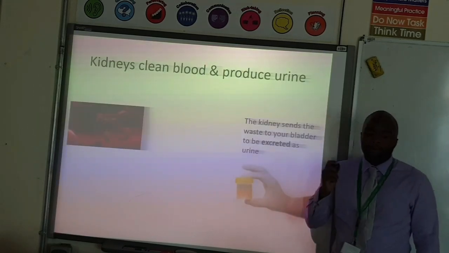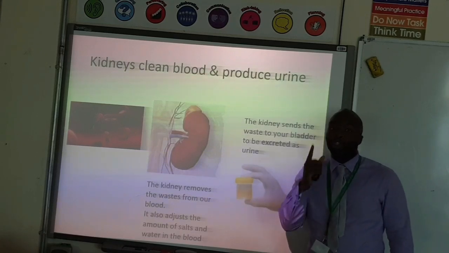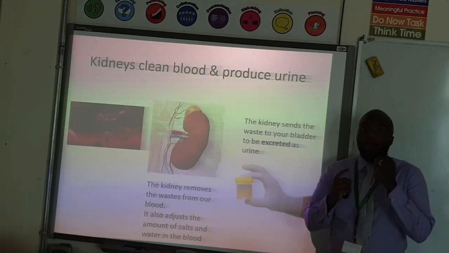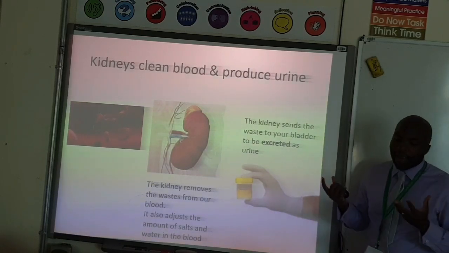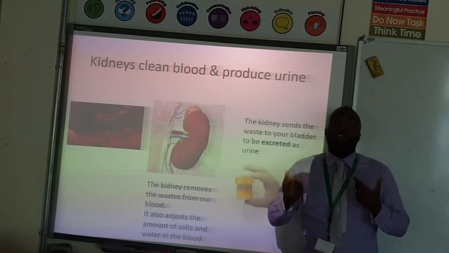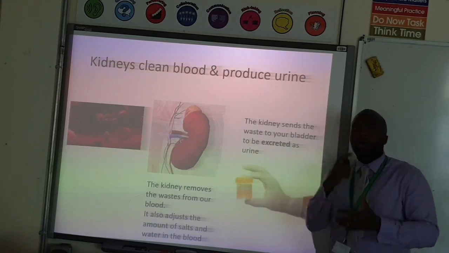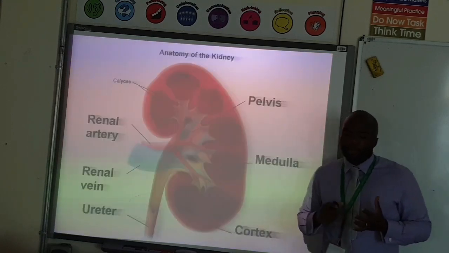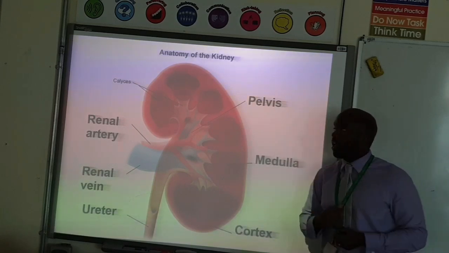Now, the main role of the kidneys, the primary role of the kidneys, is to clean the blood and produce urine. The kidneys remove any waste from our blood, and they send this waste in the form of urine to be excreted, so they send it to the bladder. And we're really going to look today at what's going on with these mechanisms. Now, before we actually look at the role of the kidneys, let's look at the structure of the kidneys.